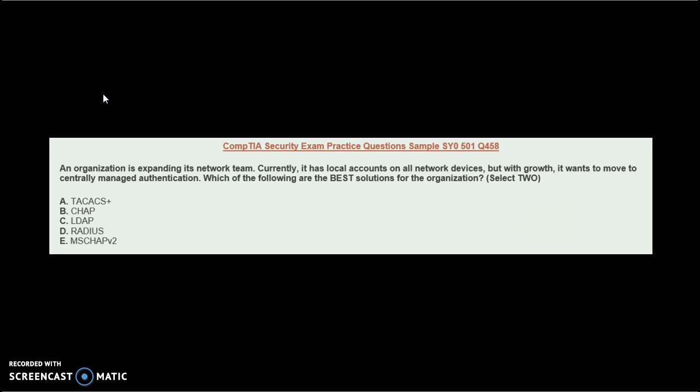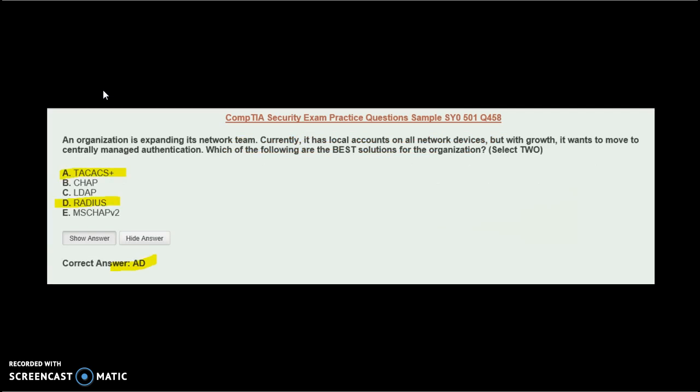An organization is expanding its network team. Currently, it has local accounts on all network devices, but with growth, it wants to move to centrally manage authentication. Which of the following are the best solutions for the organization? Please select 2. That is TACACS Plus and RADIUS.